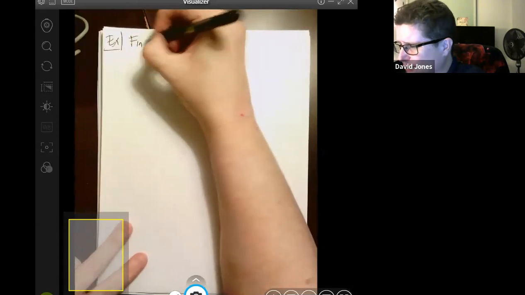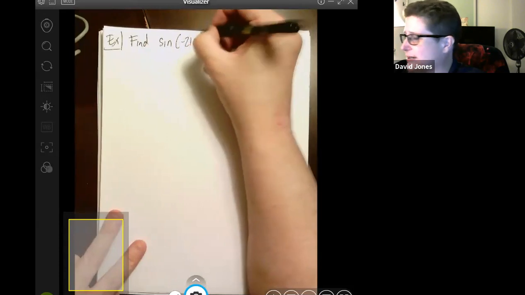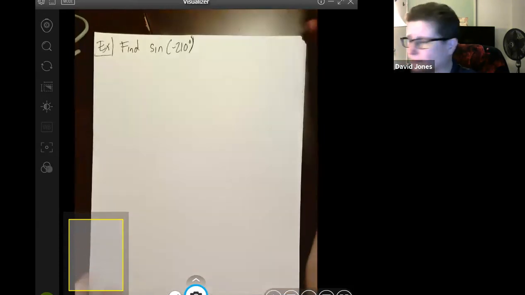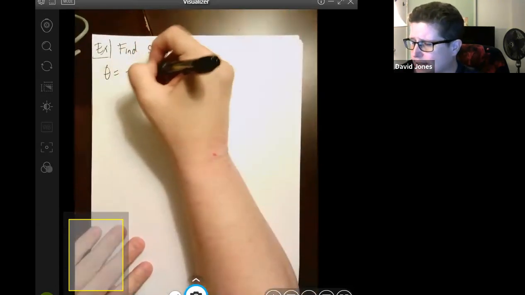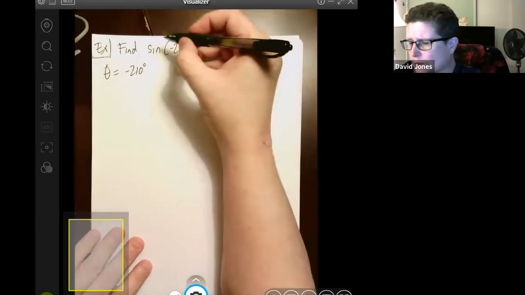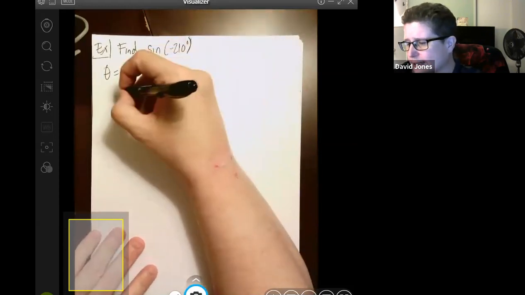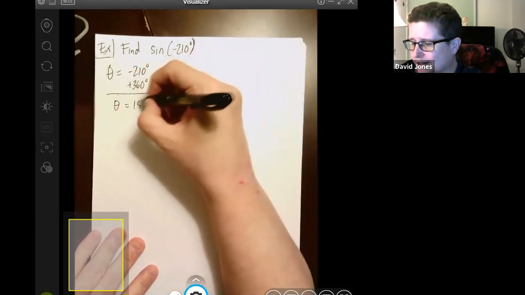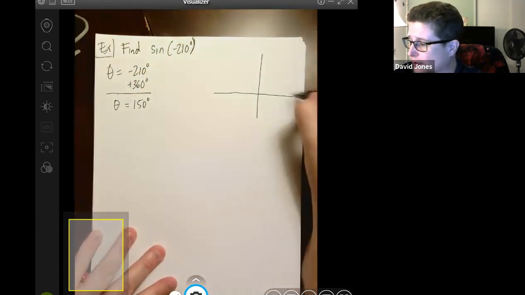We're not going to find all 6 values. We're just going to find the sine of negative 210 degrees. So theta equals negative 210. We don't like that one. It's not the least positive one. Add 360 to it, and we get the coterminal angle is 150 degrees, which puts it in quadrant 2.